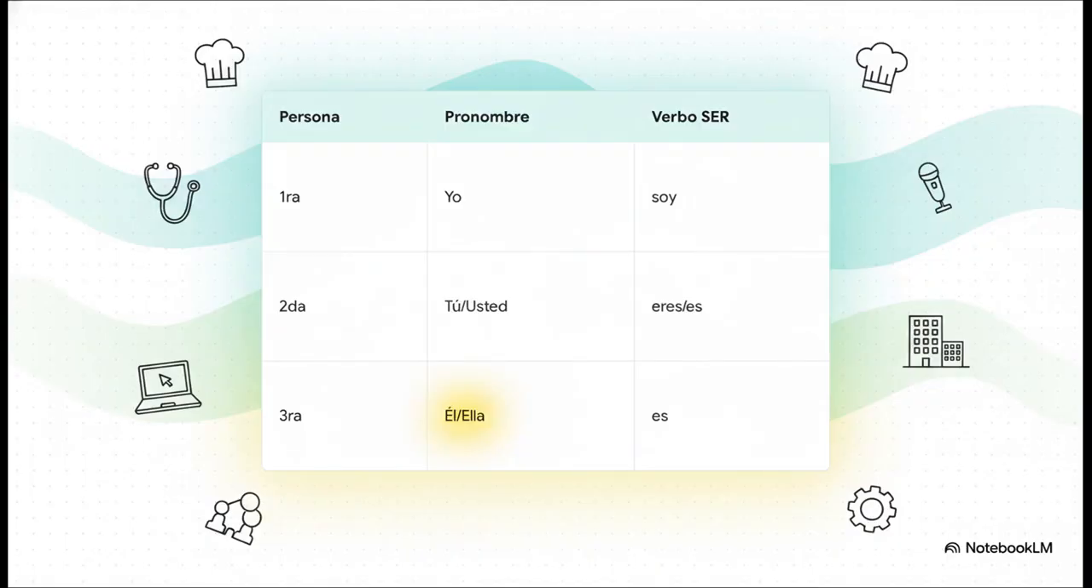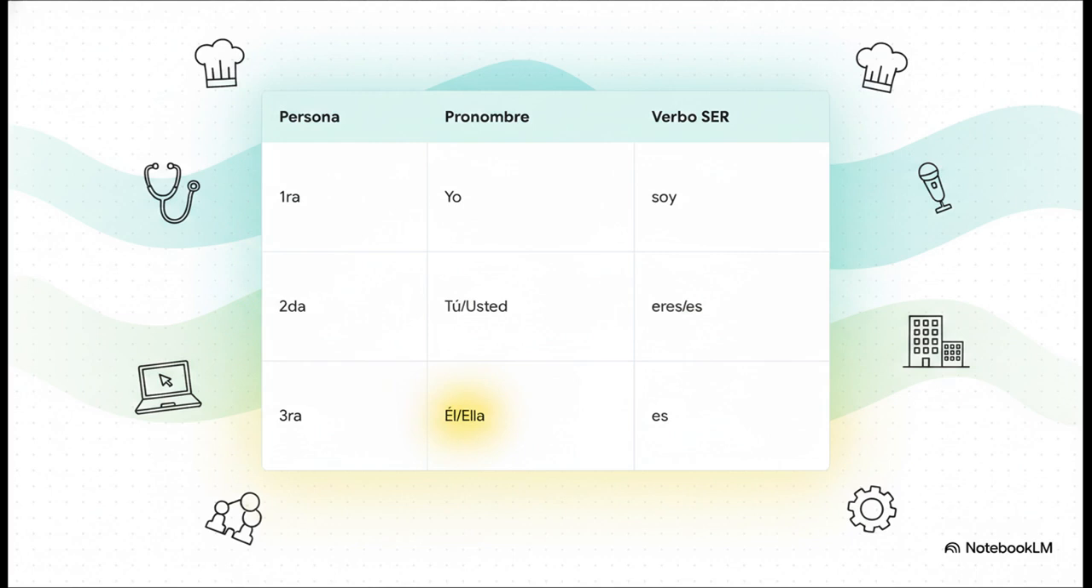Look, if you want to talk about professions, the verb ser is basically your master key. Our source text makes a really important distinction. Spanish actually has two verbs for to be, ser and estar. We use ser specifically for fundamental identities, literally to be somebody. As you can see laid out here, yo pairs with soy, I am. Tú pairs with eres, you are.